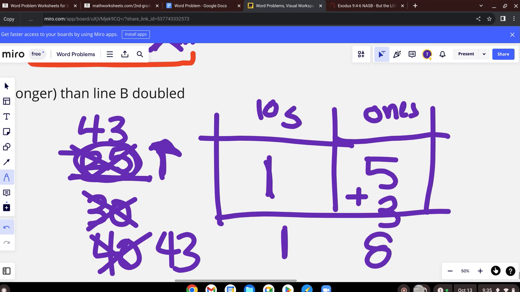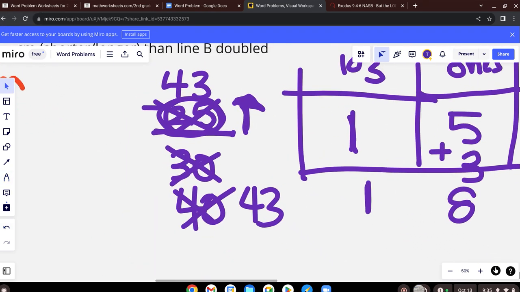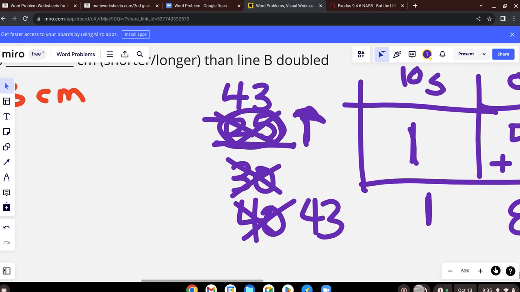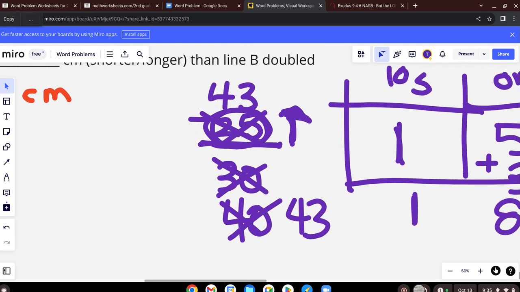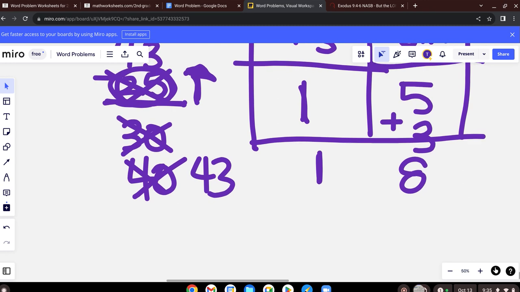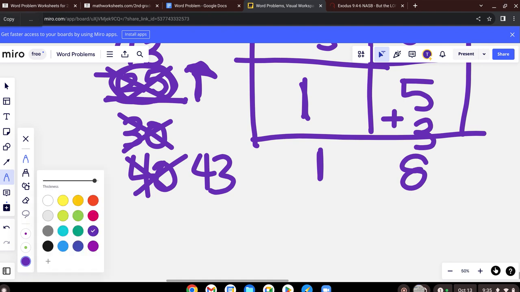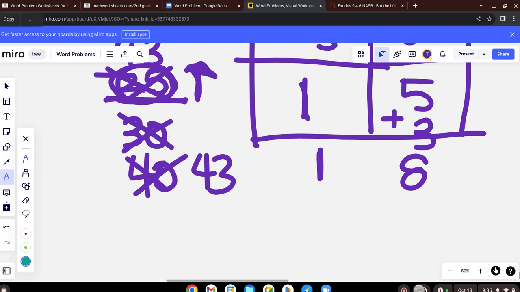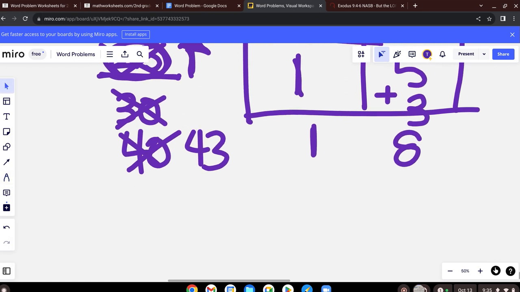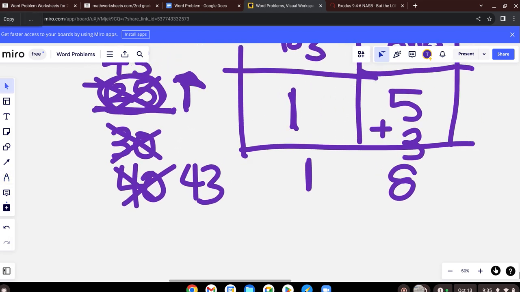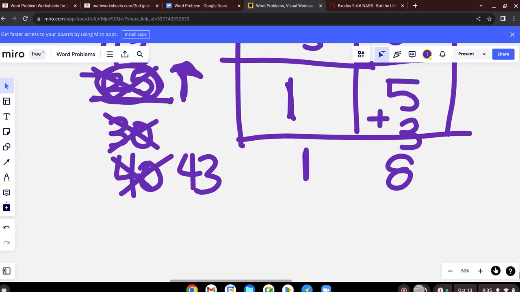Okay, so that is how they're teaching you now, right? So now we need to check our answer, right? How do we check our answer? That 18 is the answer. I said we can use a number bond. Right here we subtract, so 43 minus 25 equals 18. So what we can do is we can actually add that.